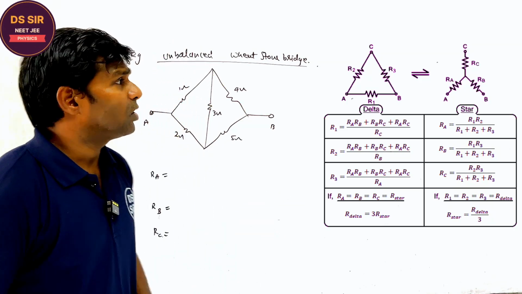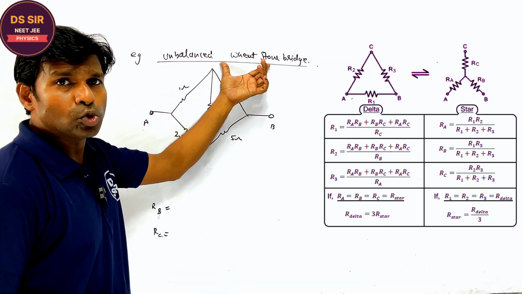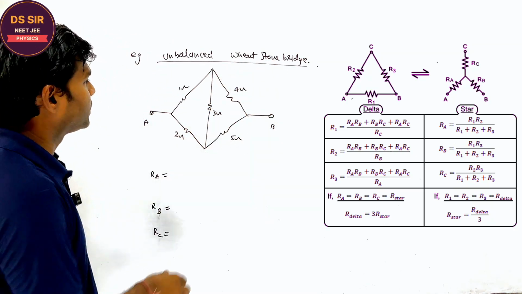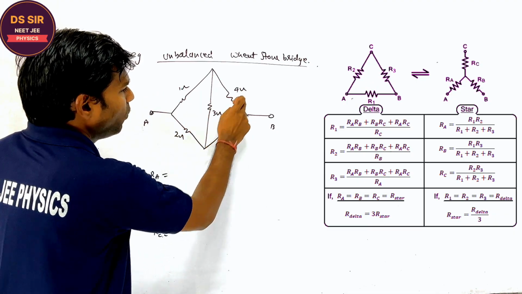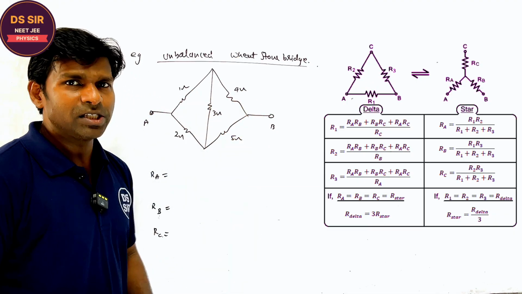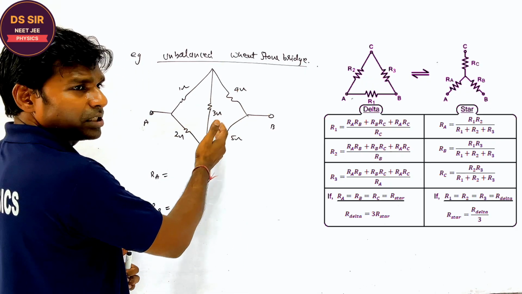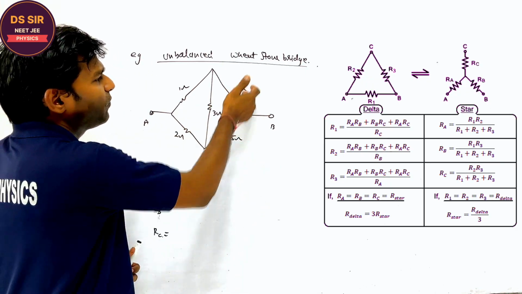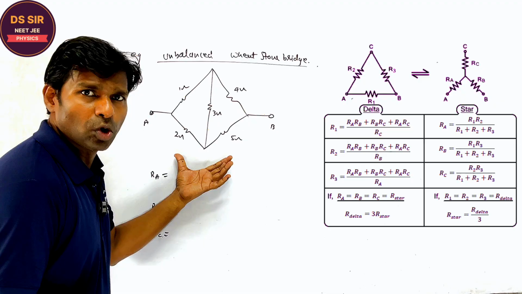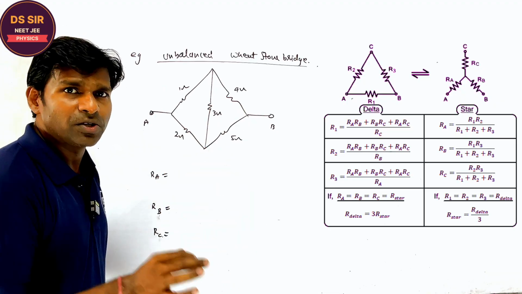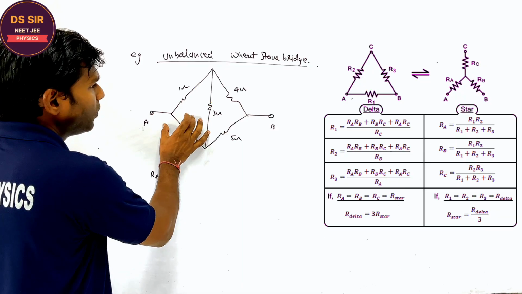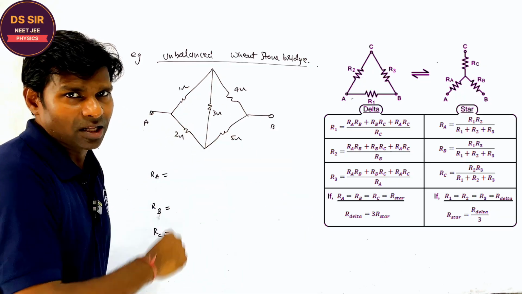Now in today's lecture we are going to discuss how to solve the unbalanced Wheatstone bridge. In an unbalanced Wheatstone bridge, all the resistances may be equal, or all the resistances may be different, or a few resistances may be similar. It is not a balanced Wheatstone bridge. How to calculate? Using the easiest method I am telling you: convert this delta to star, right?